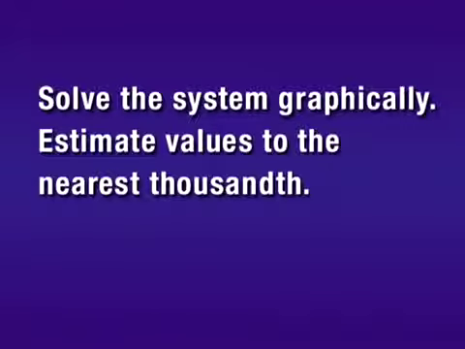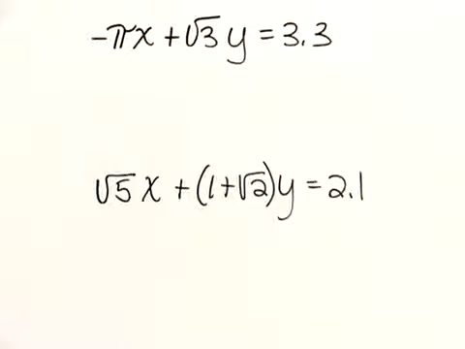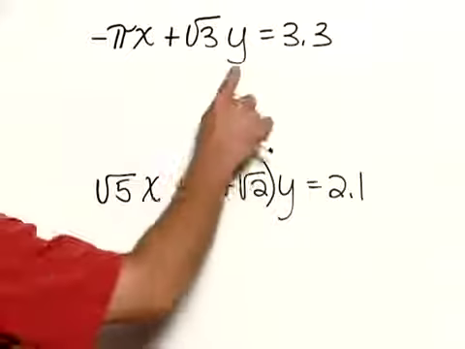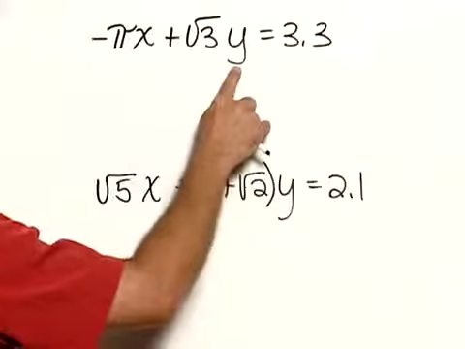Solve the system graphically. Estimate values to the nearest thousandth. We have the two equations, negative pi x plus the square root of 3y equals 3.3, and the square root of 5x plus the quantity 1 plus the square root of 2 times y equals 2.1. So to solve these graphically on the calculator, we need to solve the equation for y.